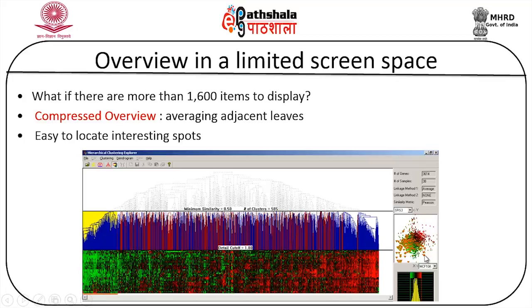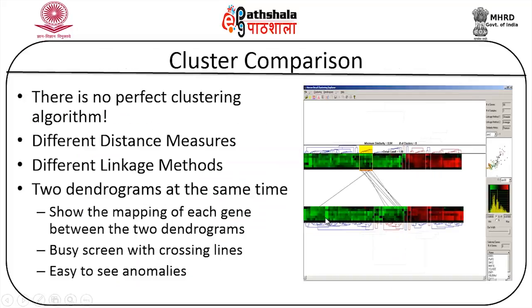Here we can see a scatter plot view as well as a detail cutoff view, the minimum similarity view, and the number of clusters shown here. Then we can also perform a cluster comparison. Different distance metrics and different linkage methods are used. Two dendrograms can be compared at the same time. They show the mapping of each gene between the two dendrograms. It is a busy screen with crossing lines and it is easy to see anomalies.